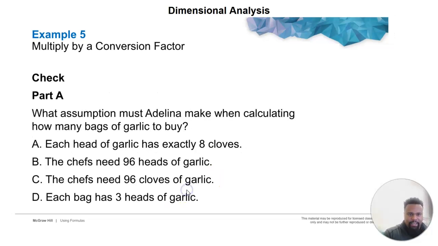So let's look at this question here. What is the assumption that we must make in calculating? Well, each bag has 3 heads, and 1 head has 8 cloves. So it should be 8. Each bag has 3 heads of garlic, we know that. But we're looking at the bags. How many bags does she need to buy? So we're looking specifically at the clove, that particular unit of measurement, not the heads of garlic, but the cloves.